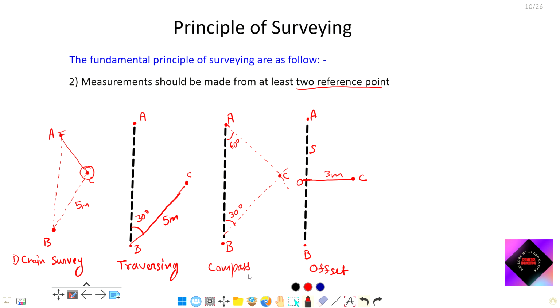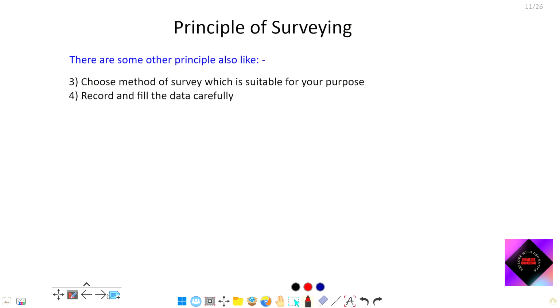In this way, several types of surveying are done to measure or locate any point and measure distances. Now moving to other principles, which are not too important, but they are there. For example, choose a method of survey suitable for your purpose. If you have to measure the distance from one point to another and you choose compass survey, we will be able to measure only angles, so our purpose will not be satisfied. So choose the method of survey that satisfies your purpose.